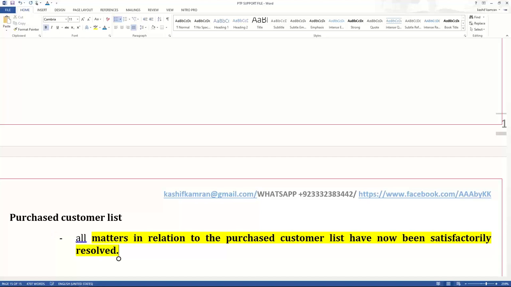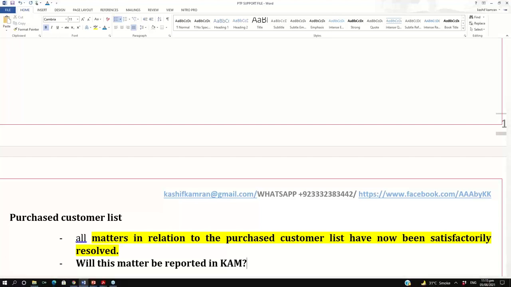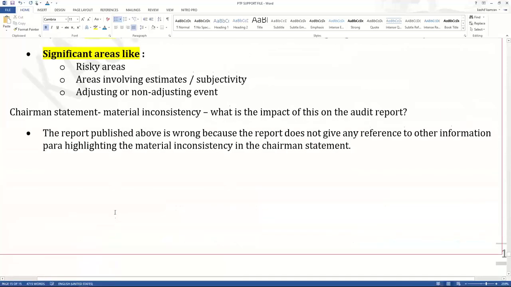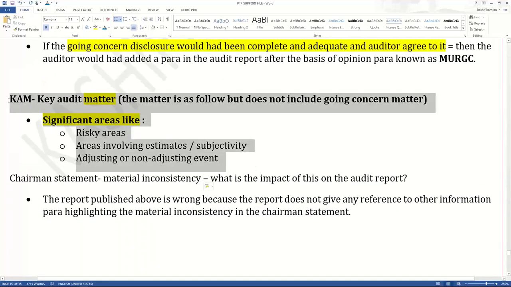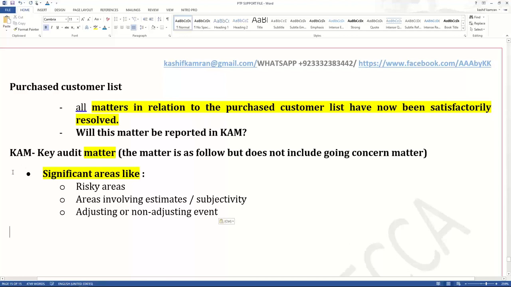Now, my question to all of you is, will this matter be reported in CAM? Let's see who is a good student. I just gave you a definition of CAM. Those of you who are saying yes, you are brilliant students. And those who are saying no, you need to revise your knowledge of CAM. Purchase customer list. Look at the definition of CAM I just wrote in the session today. And after that, I ask you a question.